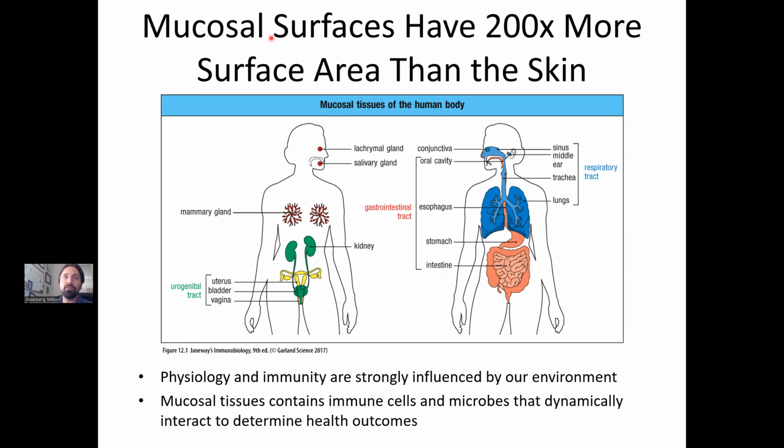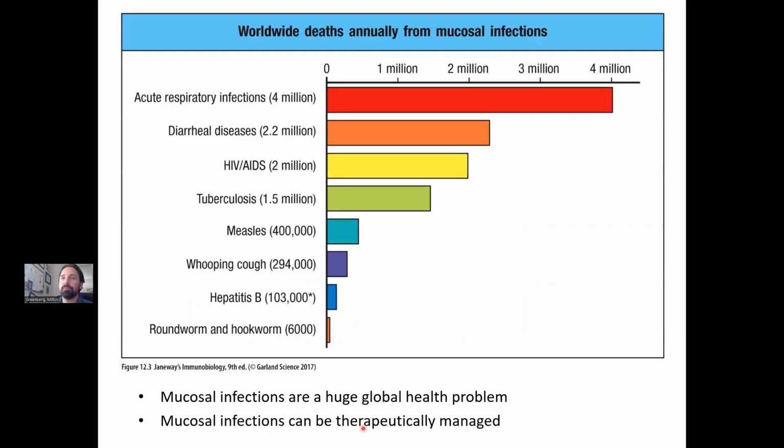So the mucosal surfaces throughout our body have 200 times more surface area than that of the skin. So you can see the mucosal surfaces of the body. This includes your respiratory tract, your gastrointestinal tract, mammary glands, and the urogenital tract. So our physiology and immunology are strongly influenced by the environment. So these mucosal tissues contain immune cells that are dynamically interacting with the environment. And this includes commensal microbes that live on us, as well as pathogens that we might encounter in the environment. And then also these will work together to determine the ultimate health outcomes.